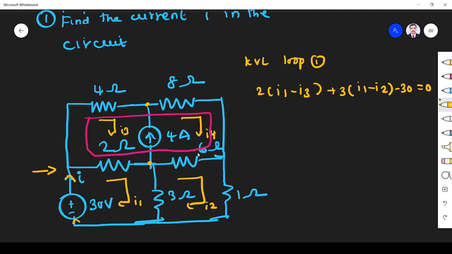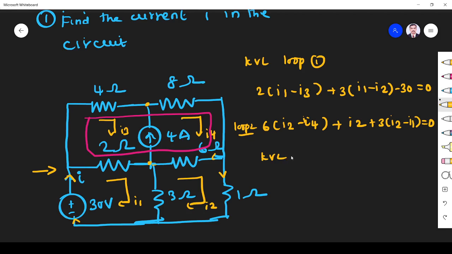Fine. For loop 2, let us start from here. So it is 6 I2 minus I4, since in this branch I2 is flowing and I4 is flowing on the opposite side. Plus, in this branch I2 is flowing and I1 is flowing opposite. So 3 into I2 minus I1 is equal to 0. Okay, now this is KVL for loop 2.